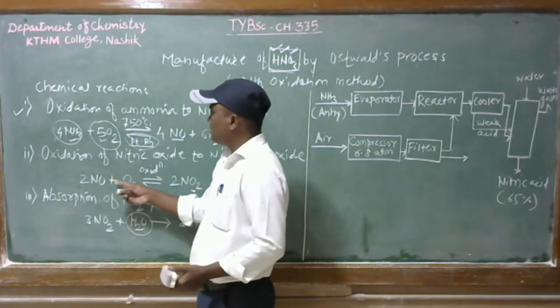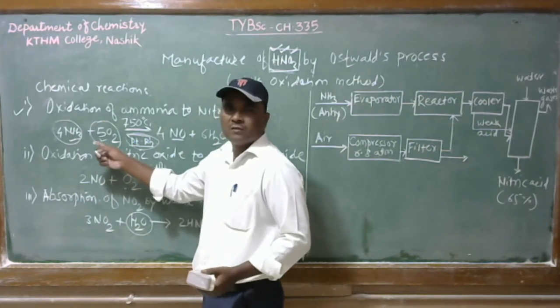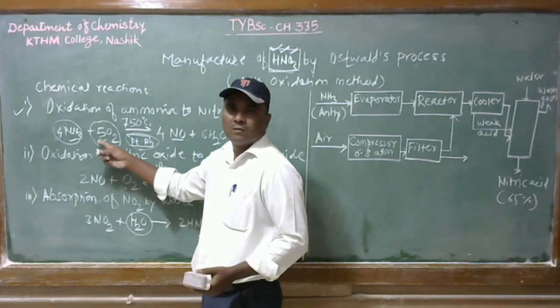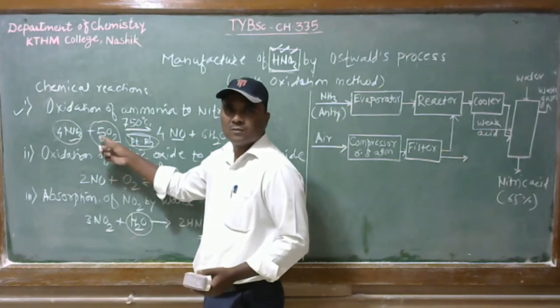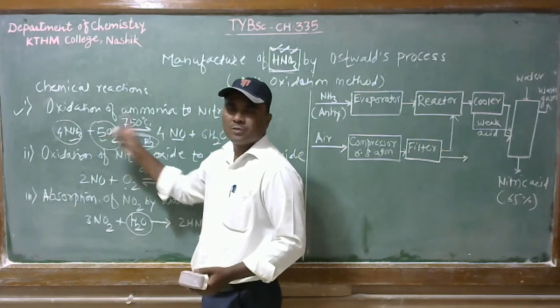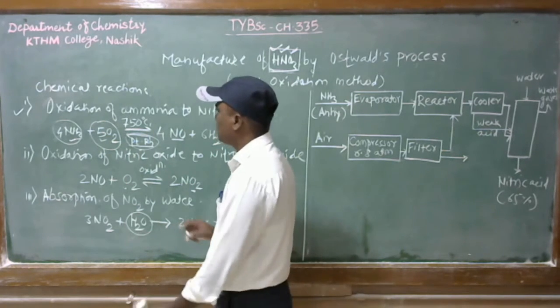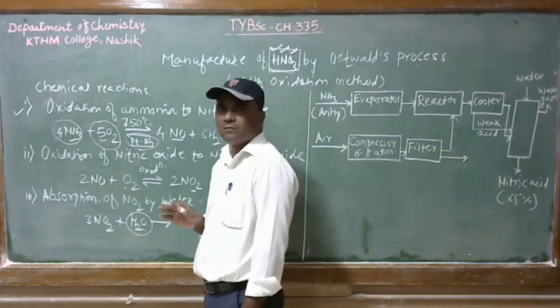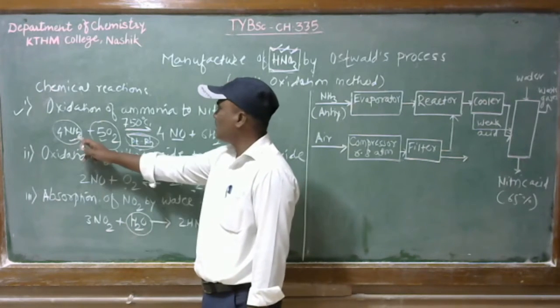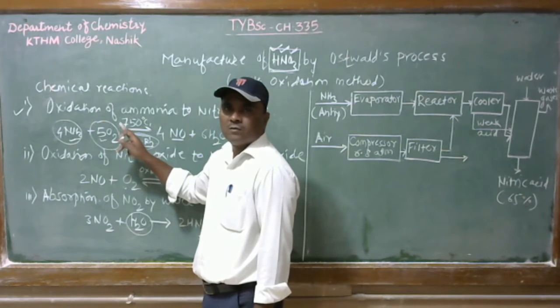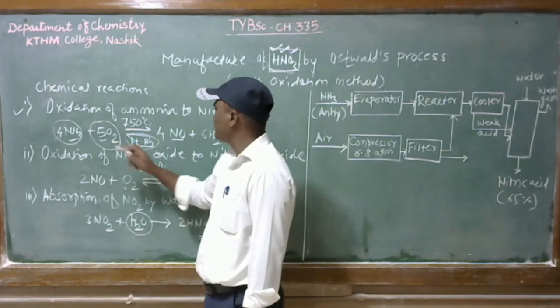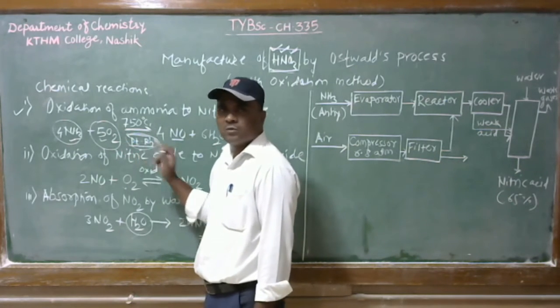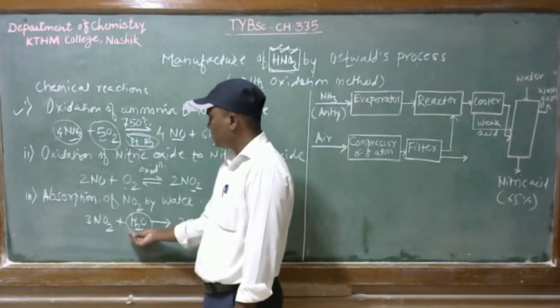So keep in mind, this is important for your university exam. If an MCQ type question is there, the starting materials for the manufacture of nitric acid are ammonia, oxygen, that is pure air, platinum-rhodium catalyst, and water.